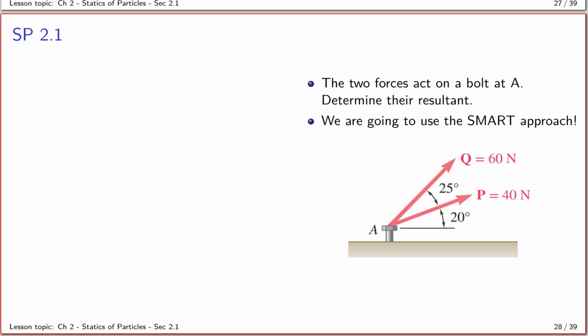We have a bolt, and we have two forces acting on this bolt at point A, right here. The question asks us to determine the resultant, and what I would like to do is show you how to use the SMART approach to solve this problem.